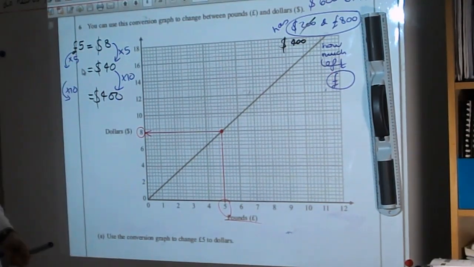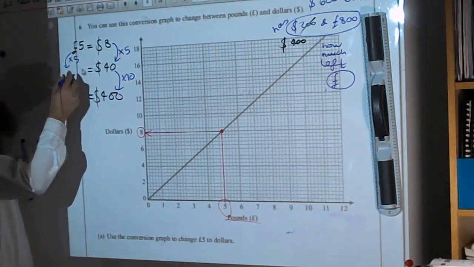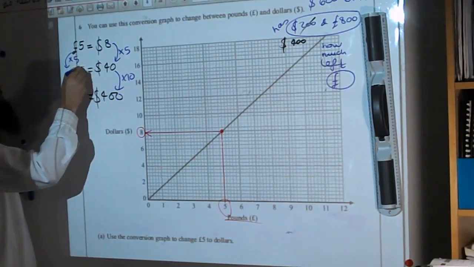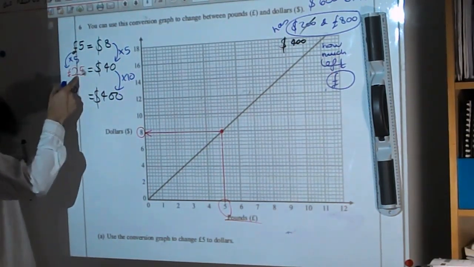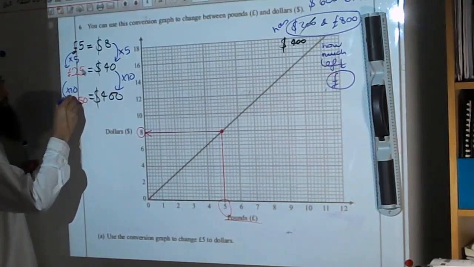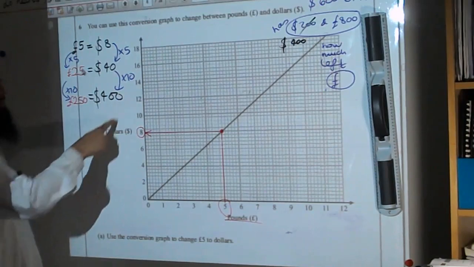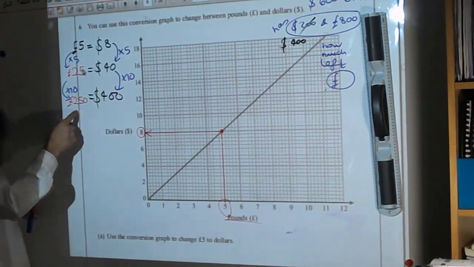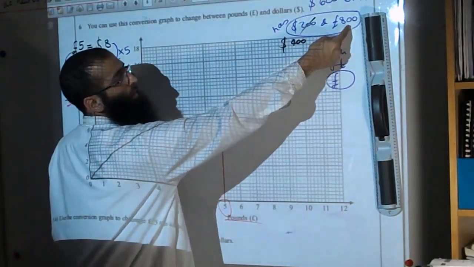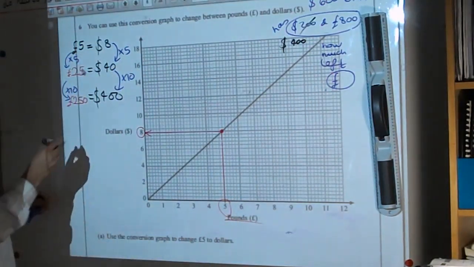Alright, let's have a look at that. £5 times by 5 is 25 pounds. 25 pounds times by 10 is 250 pounds. So the $400 will take out 250 pounds from the 800 pounds that she's got in cash. So let's work out how much she's got left.